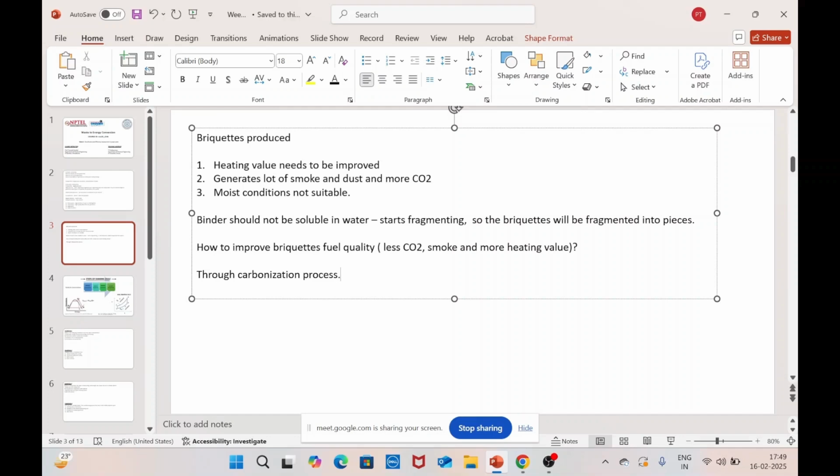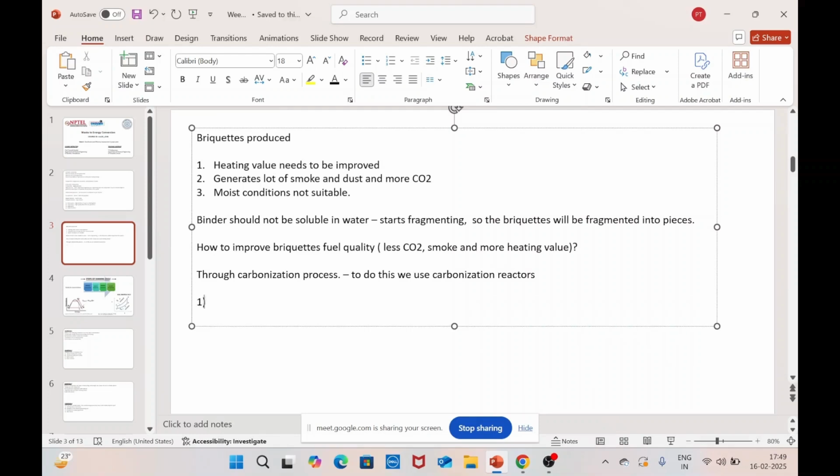Through the carbonization process, we will be able to make sure that the fuel quality, or the briquette quality, will be enhanced. To do this process, we have two different types of reactors. One is the rotary kiln, or the stationary vessel with the shearing device, and the other is the shaft furnace. To do this, we use carbonization reactors.